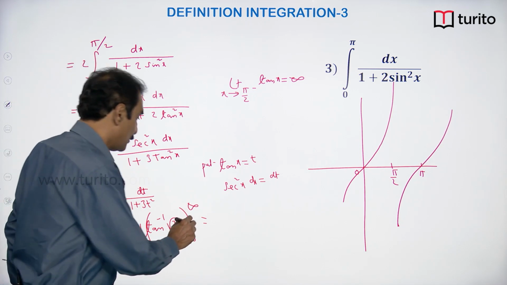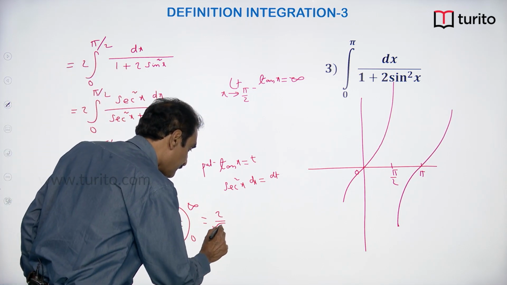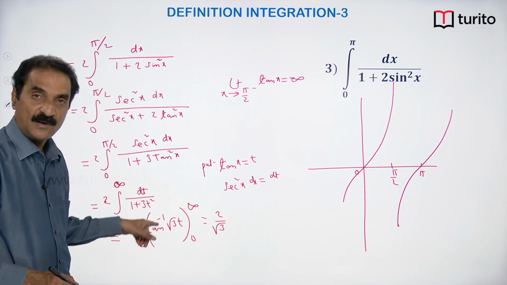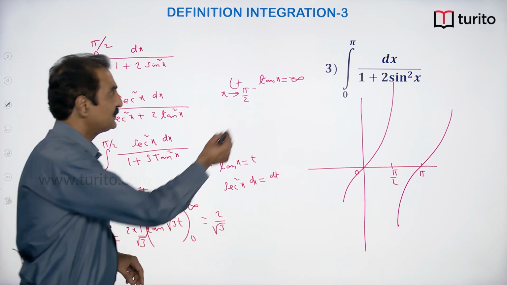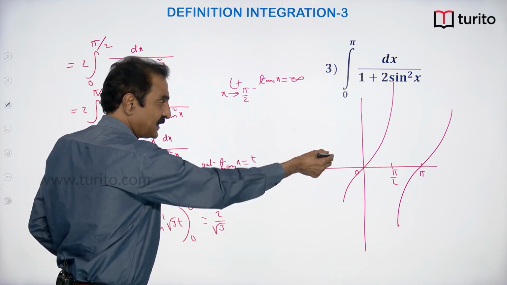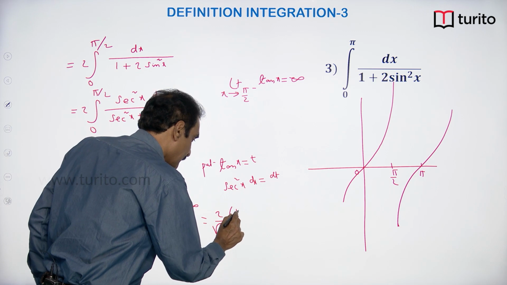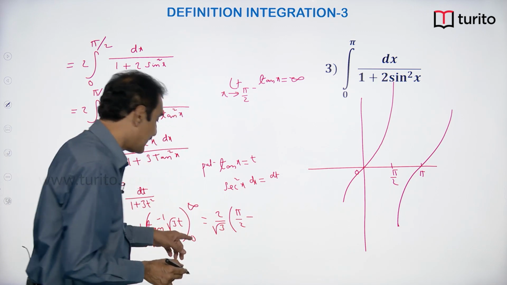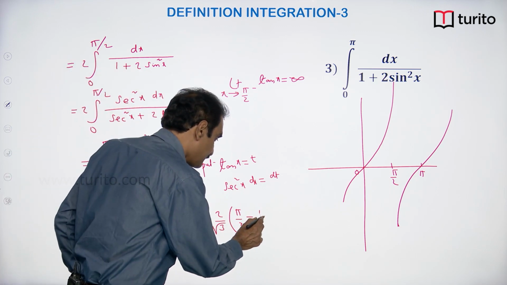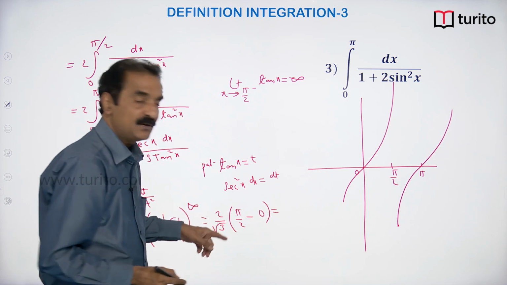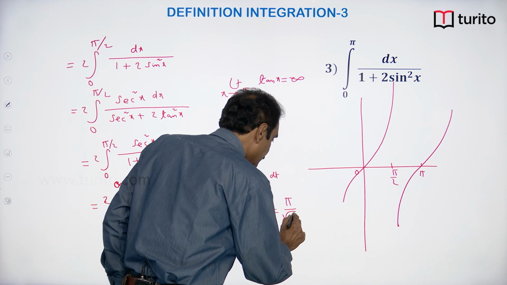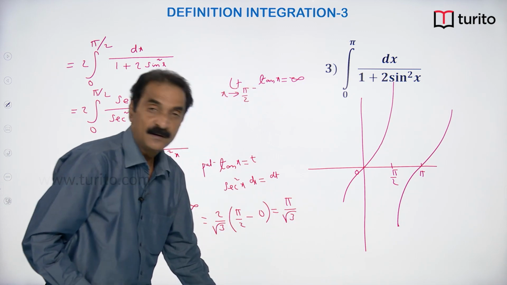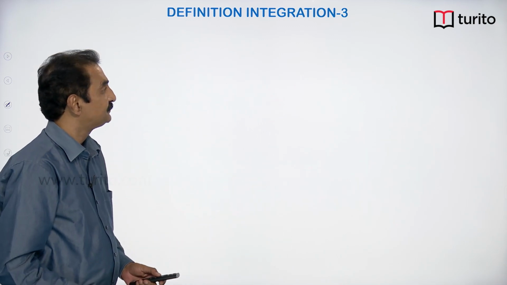2 by root 3 into, substituting the upper limit, tan inverse infinity tends to pi by 2, just from that figure, minus tan inverse 0, which is 0. So finally you will get the answer pi by root 3. Okay. Next question.